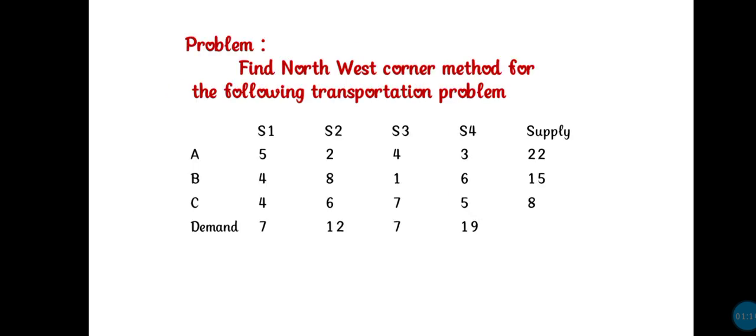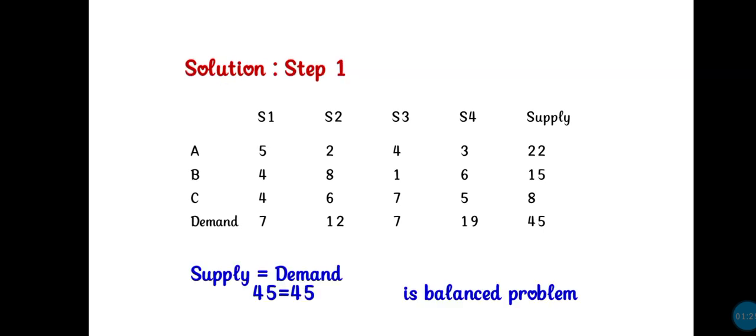Let us consider this problem. We are going to find the solution of the transportation problem by using the northwest corner method. Before applying the northwest corner method, we want to check whether the given problem is balanced or unbalanced. In this problem, there are 3 rows and 4 columns, and also the corresponding demand values and supply values. Using these demand and supply values, we can identify whether the given problem is balanced or not.